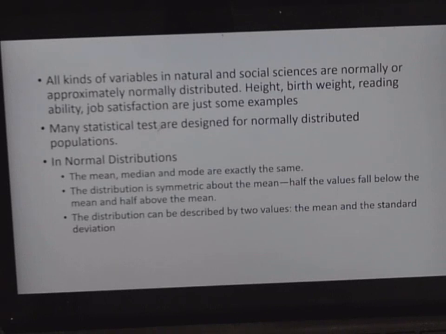The distribution can be described by two values, the mean and the standard deviation. So the mean is where the middle is. It puts a number on where the middle of the curve is. So the mean is a number.